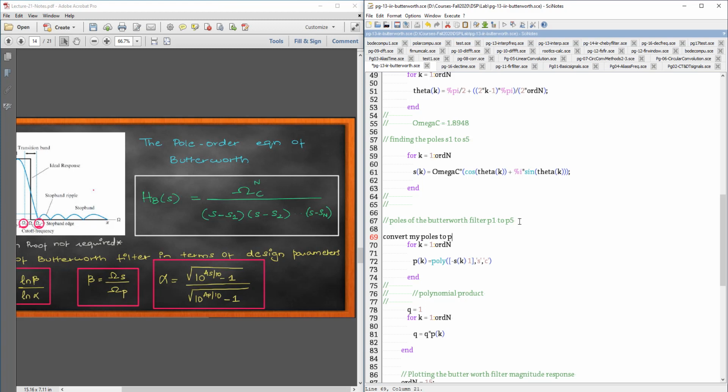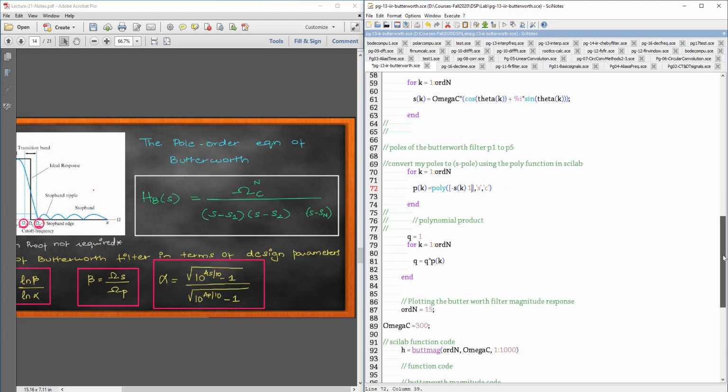Now I want to represent these poles in this form, S minus S1, because I need a polynomial, and that is done with this function. So I convert my poles to polynomial form, or S minus pole form, using the poly function in Scilab. So that is what this means. It's going to take each of the poles and convert it into S minus S1. I'll run this program and show you the output at each stage, so not to worry about that.